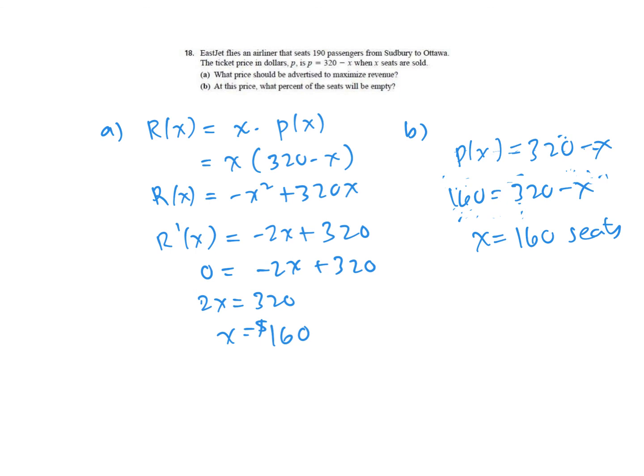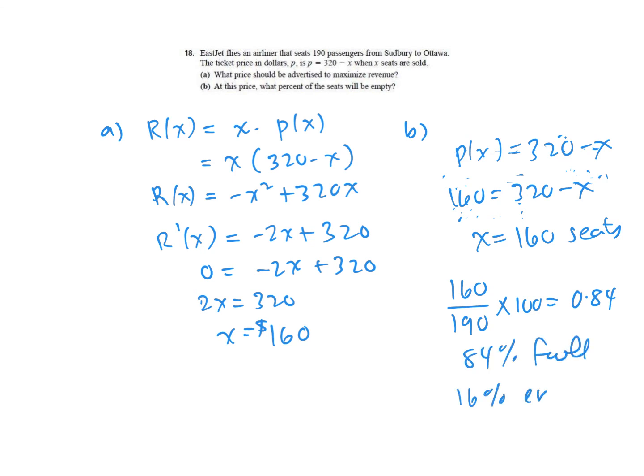So we would need to sell 160 seats to maximize revenue. And so it wants to know what percent of the seats will be empty. So if we sold 160 seats out of 190, that would be 0.84 or 84% full, which means it would be 16% empty.